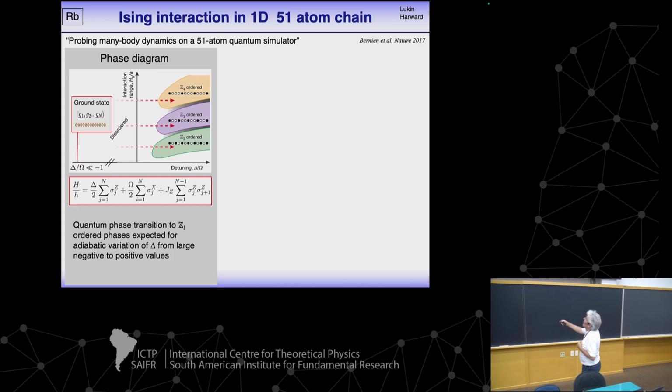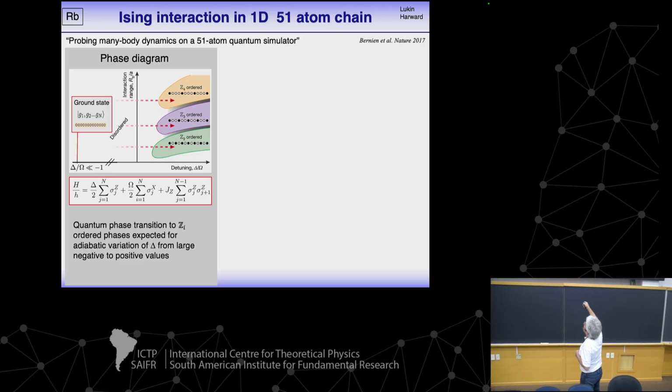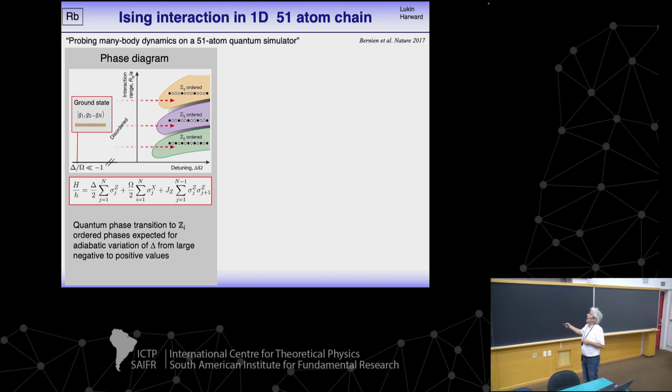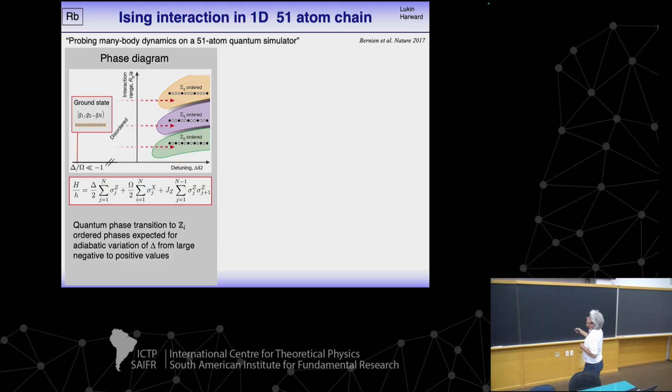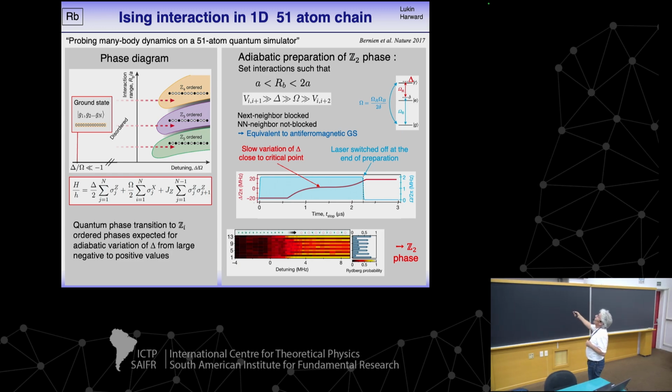But if you vary adiabatically this parameter, you enter regions where, depending on the range of interaction, so on the size of the dipole blockade radius, the ground state becomes, after adiabatic passage, this kind of ordered state, here the so-called Z2 state, where one atom over 2 is excited in the Rydberg level. And that corresponds to the regime where you set the blockade radius just in between the parameter A, which is the distance between two atoms, and 2A, which is the distance to the next neighbor.